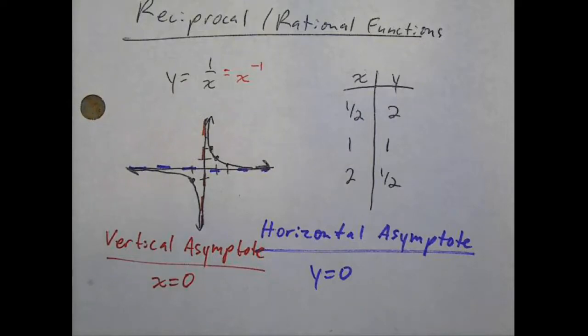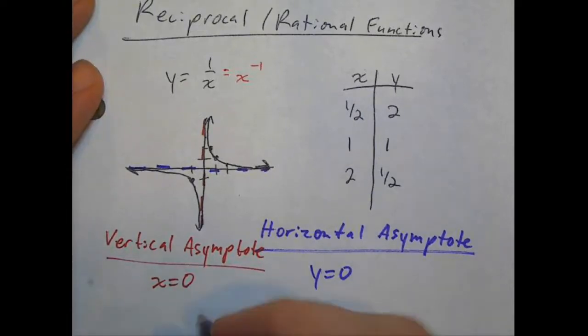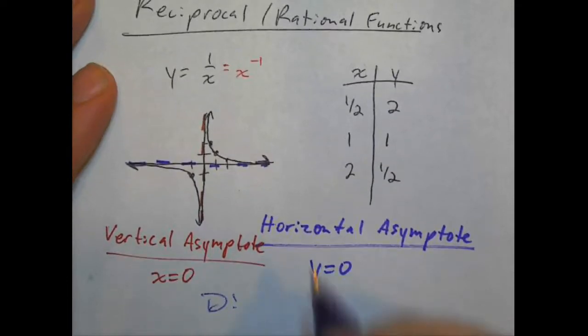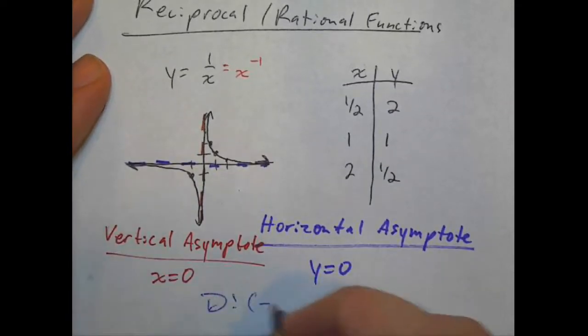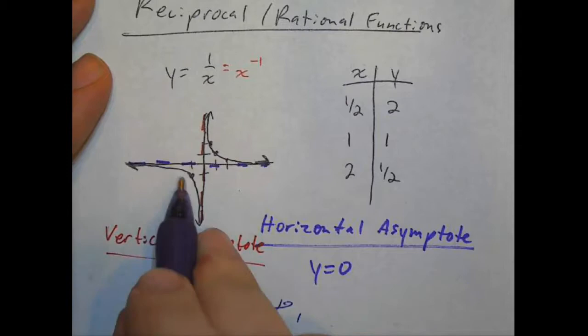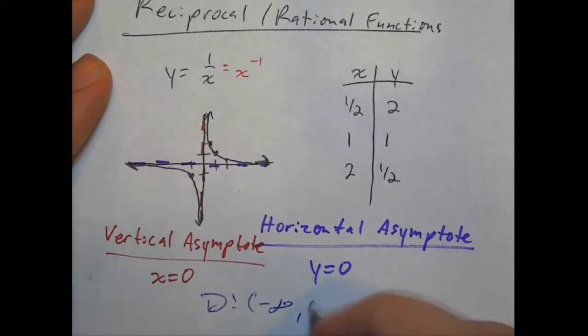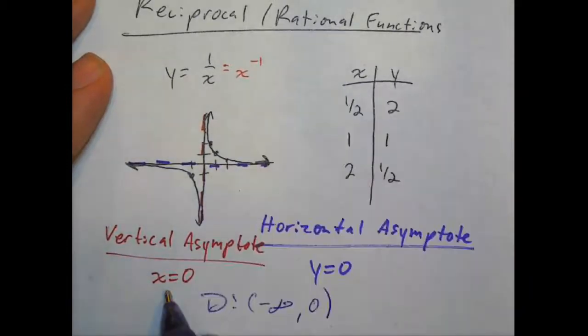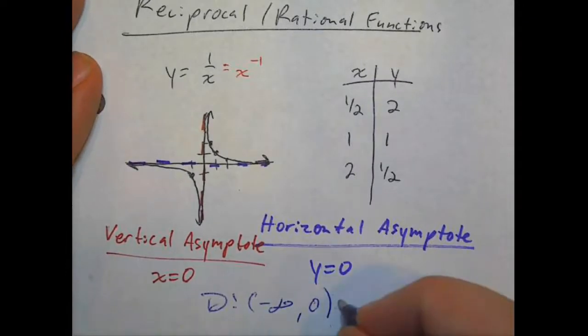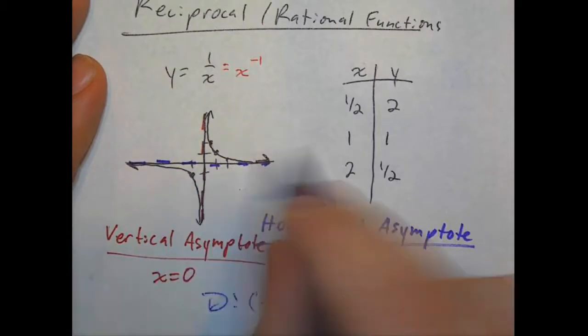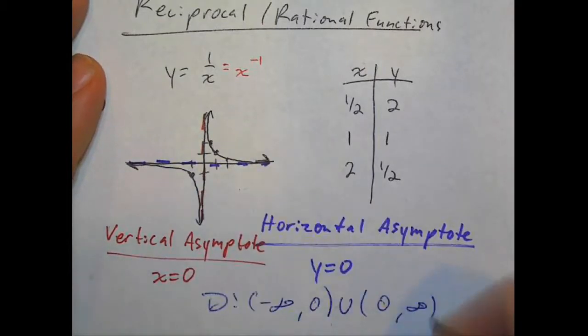If I were to list the domain and range of this thing, for the domain, it's going left forever, so it's coming from -infinity. And then it goes all the way up to 0, but it does not include 0 because we have an asymptote at 0. So I kind of stop it at 0. Then we have or, the little union symbol. It goes from 0 to infinity. So it's that whole interval.